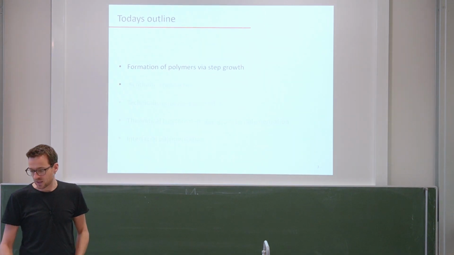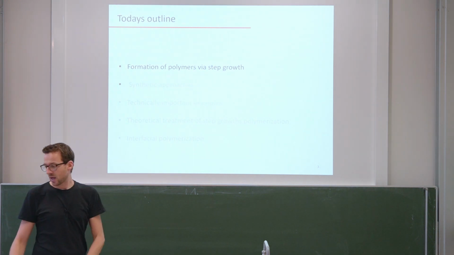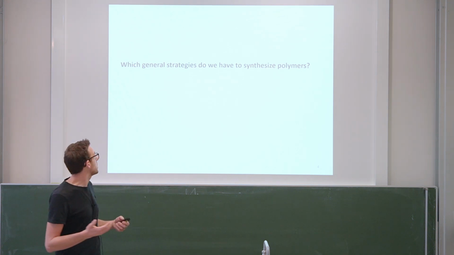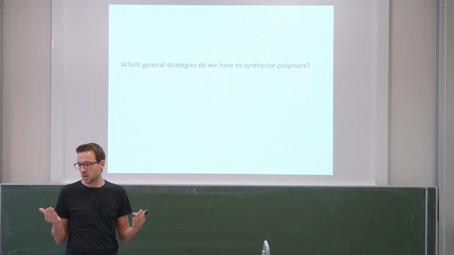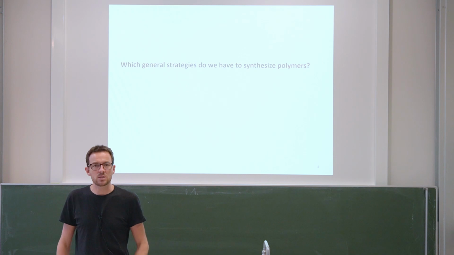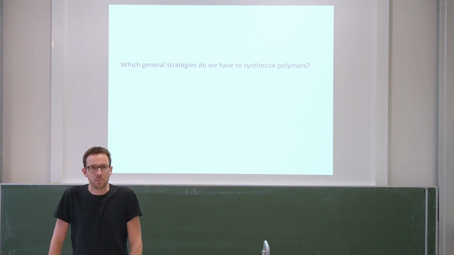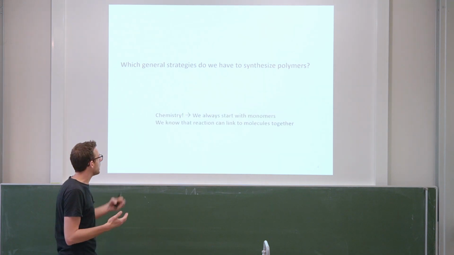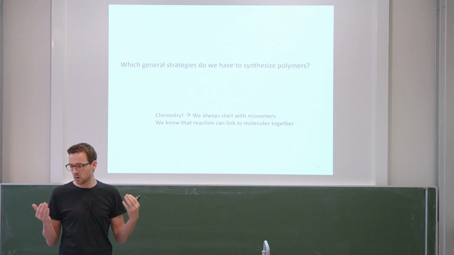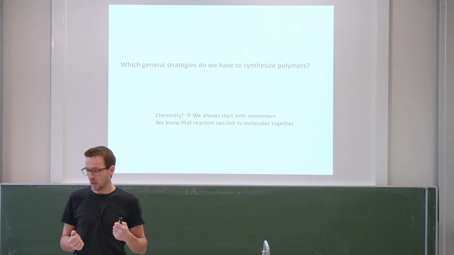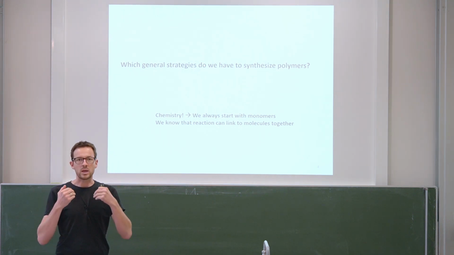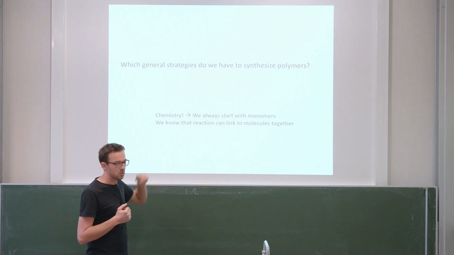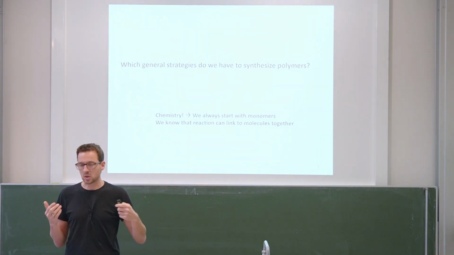Okay, so let's directly start with the formation of polymers via step growth. And let me just start by asking a very simple question. How can we actually make polymers? This takes up an introduction that I gave you last week. What we need to do is chemistry. So what we do is we start with monomers, and then we induce a reaction that links one monomer to the next. So now the question is, how can we generally do this?